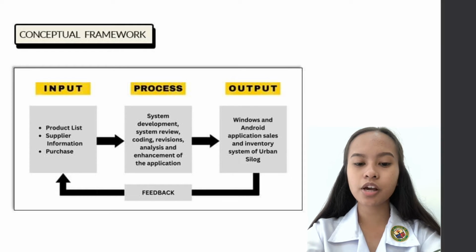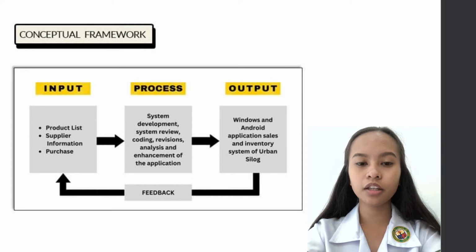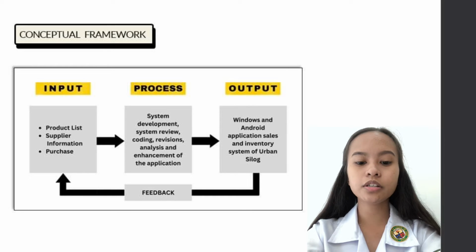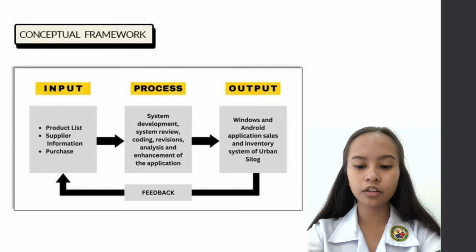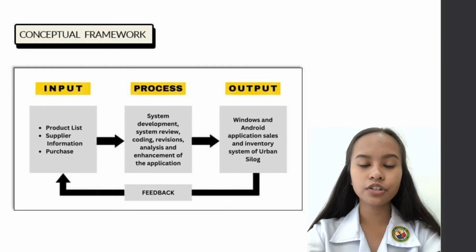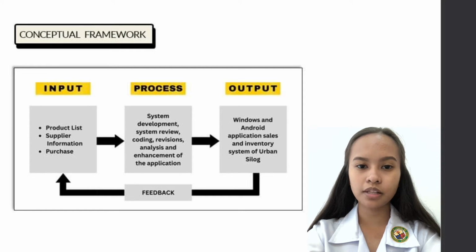Conceptual framework. It consists of relevant variable of the study and how they relate to each other. In our study, it consists of three phases: the input, process, and the expected output from the study. Input. It includes the data gathered that used to provide answers. Process involved the coding, revisions, system development, and analysis. The output. After the careful analysis of the study, the researchers conceptualized the output, which is the Windows and Android application, sales and inventory system of Urban Silog.